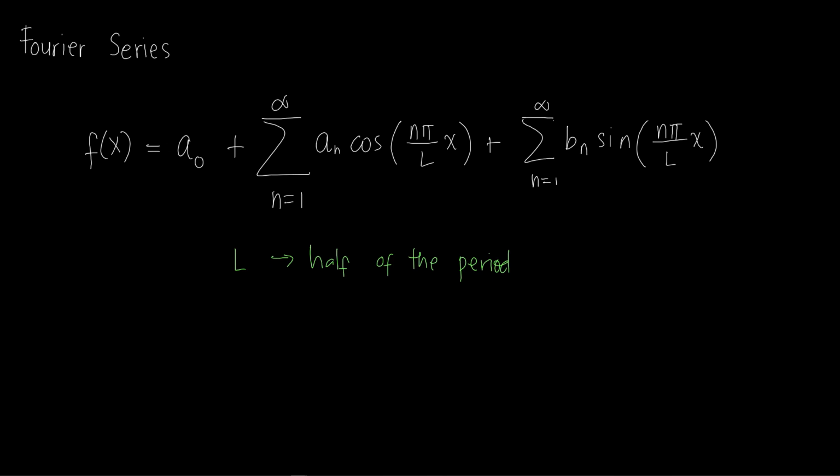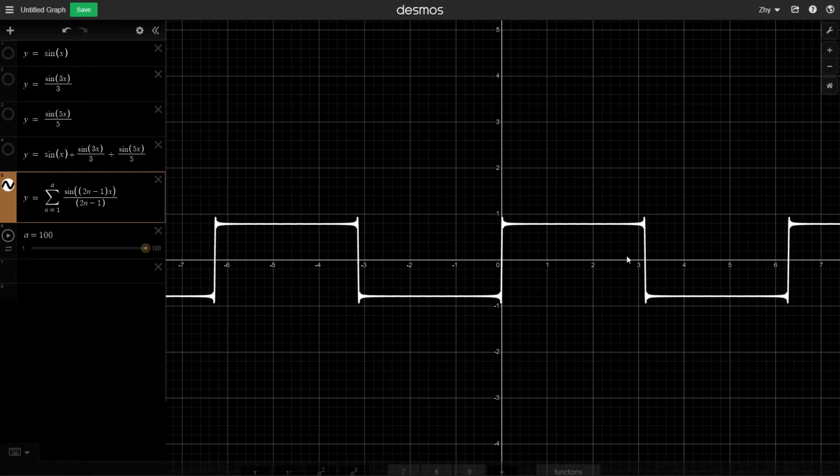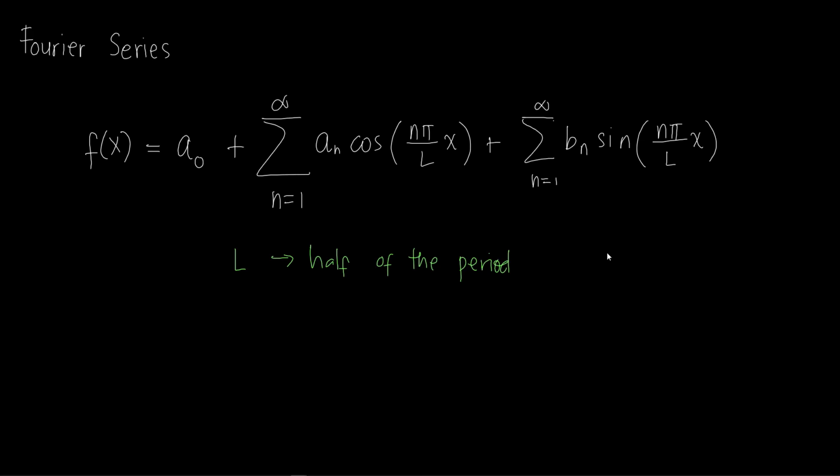For example, kani, katoto ang signal, pila ang period ani? Same lang man ata gihapon, diri mag-start ang pattern, mag-end diri. So from probably negative pi, gihapon ni 3.14. So negative pi to pi. So kana siya 2 pi ang period, pero half of the period lang man si L is pi lang. Katunga lang sa ato ang period. Gets ni? Si L?